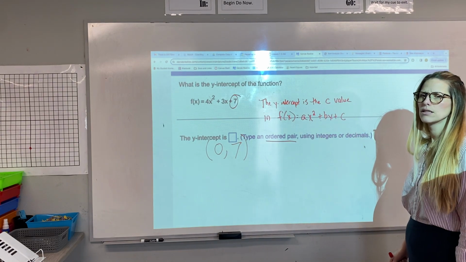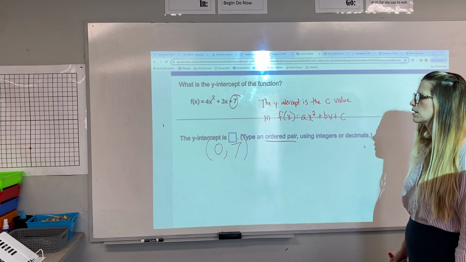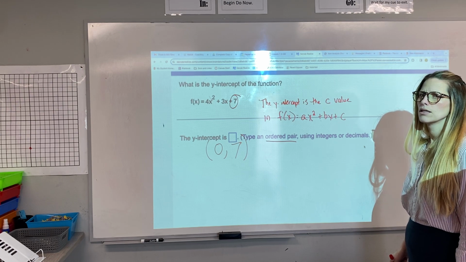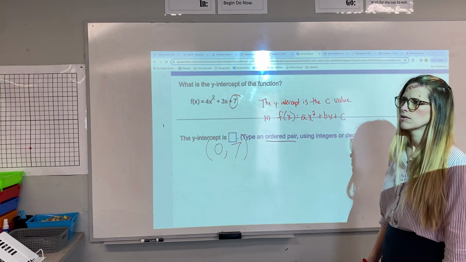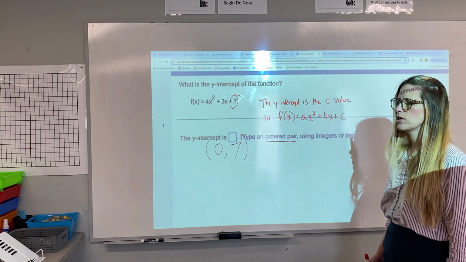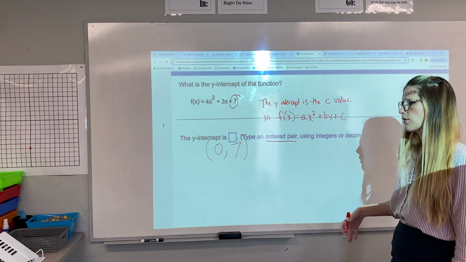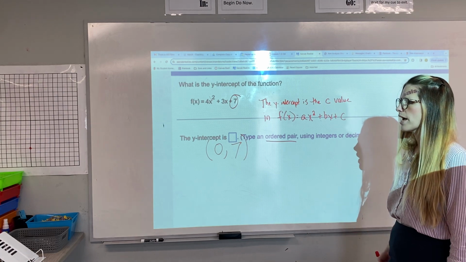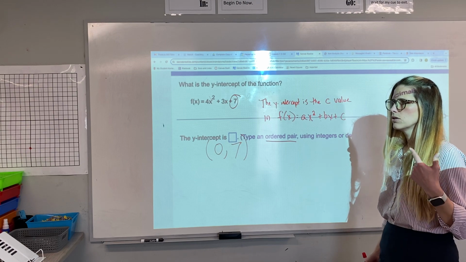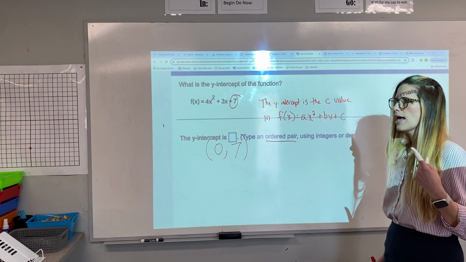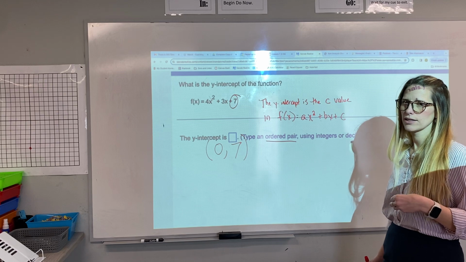Miss Lay? Yeah? Is it okay if I wrote this: 7 is the y-intercept because the c is the y-intercept? Totally fine. I understand that when you write out a sentence or a phrase, it's going to be in your own words. All I'm looking for is that you are processing it and there's a reason why you chose that answer.